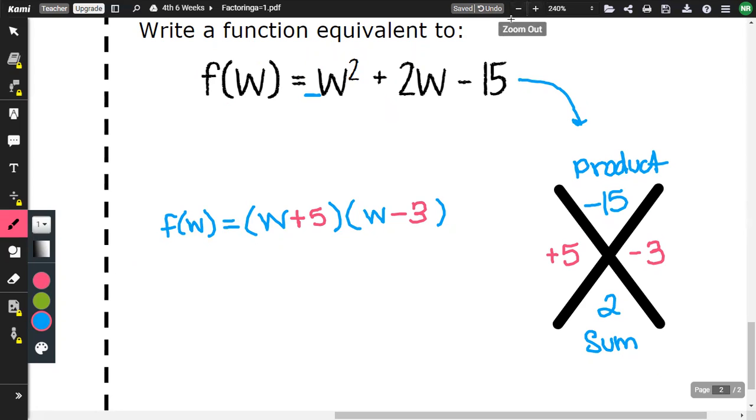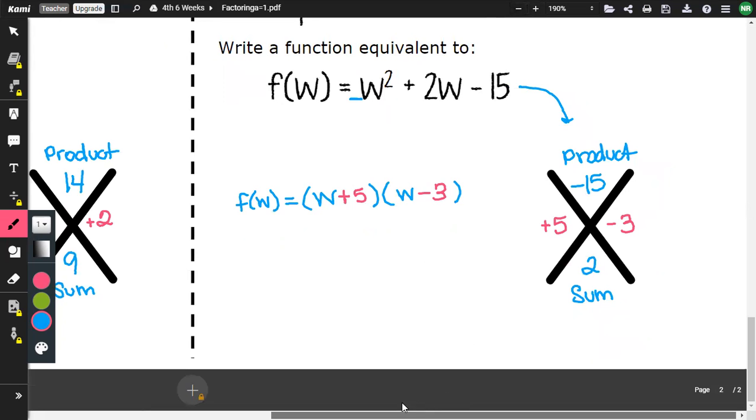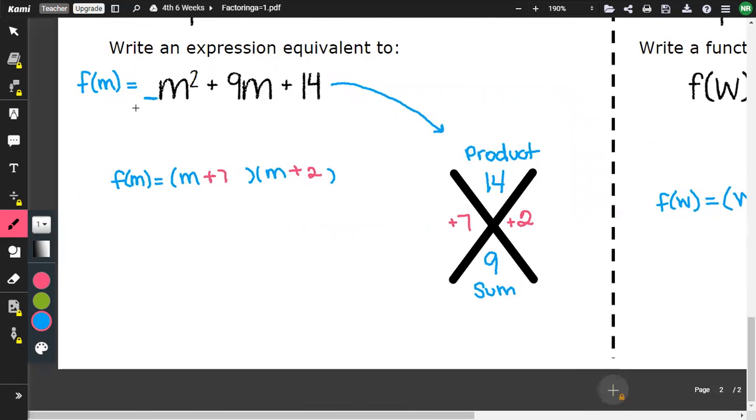Now I had somebody ask me, do I need to include the F of X in my homework? If it has it in the original equation, go ahead and include it. But if it doesn't, like the example next to it over here, notice how this one does not have the F of M, you don't have to. It all depends on whether it does have the F of X on it or not.